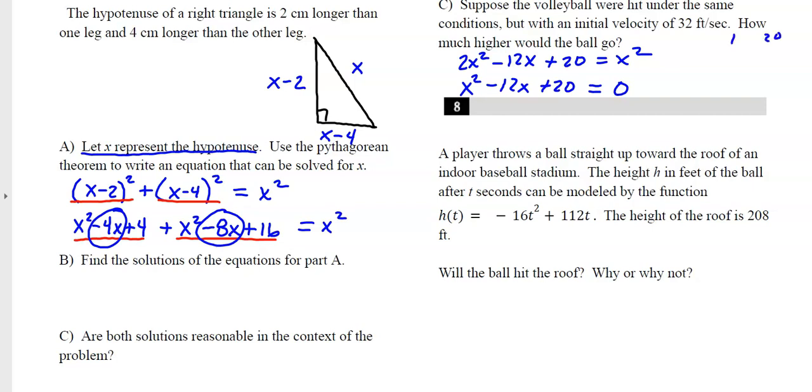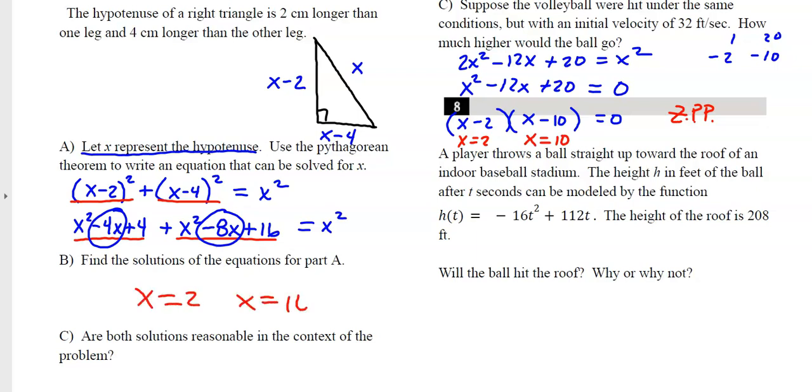I got 1 and 20, 2 and 10. Ooh, I think I can get it with 2 and 10. I think that right there will get this for me. So I have (x minus 2)(x minus 10) equals 0. So use the zero product property, ZPP. This parenthesis is 0 when x equals 2, and this one when x equals 10. So I have the solutions for part A: x equals 2, x equals 10.